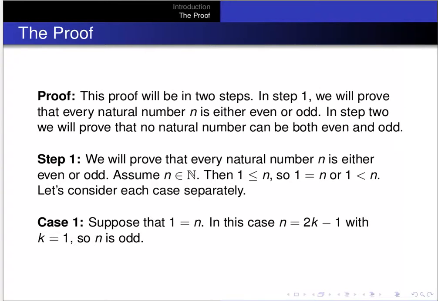Let's take case 1 as the case where n is equal to 1. Well, that case is easy, because in that case, we can write n as 2k minus 1, where k is equal to 1, as I discussed above. So that means that 1 fits the definition of odd. So if n equals 1, then n is odd. And that takes care of case 1 of step 1.